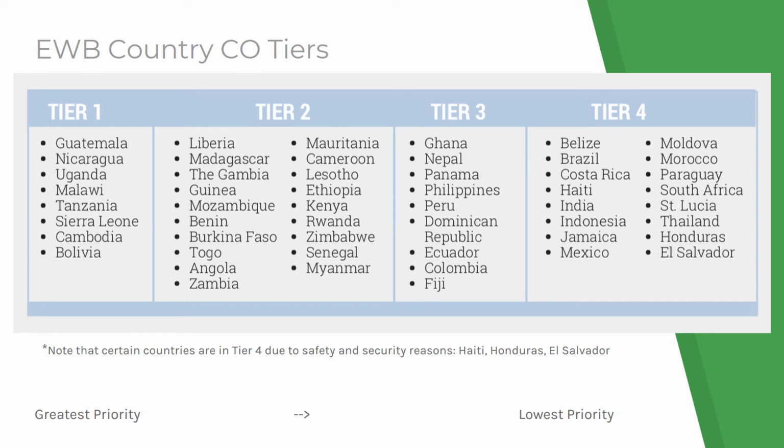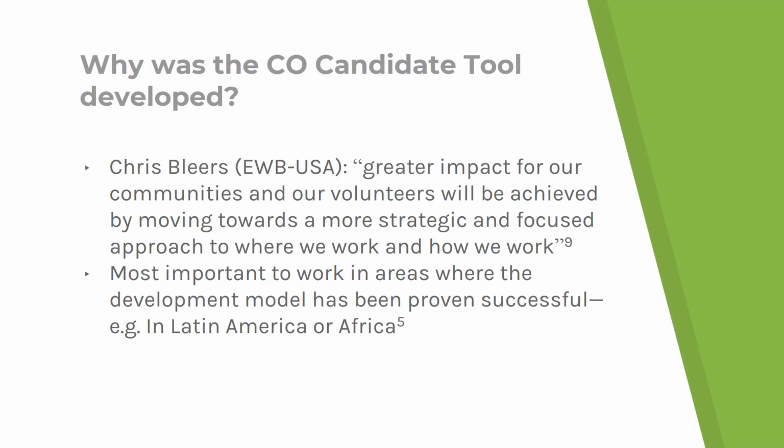Here are the tiers that EWB uses to rank its various programs. Tier 1 countries include Tanzania. These are where EWB is hoping to focus its future programs and projects. Tier 2 countries will have thorough vetting for their programs, but still be important. Tier 3, which includes the Dominican Republic, will have much more thorough vetting, being less the places where EWB plans to focus. Tier 4 countries will eventually have all programs phased out, as EWB doesn't think these are the optimal places to continue to work. How is the country office candidate tool developed?